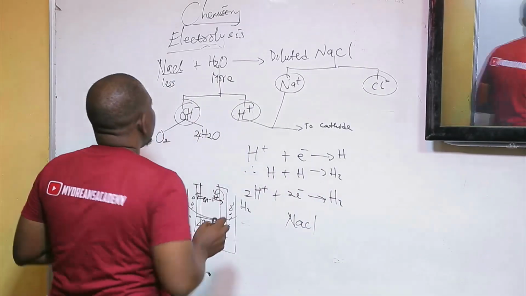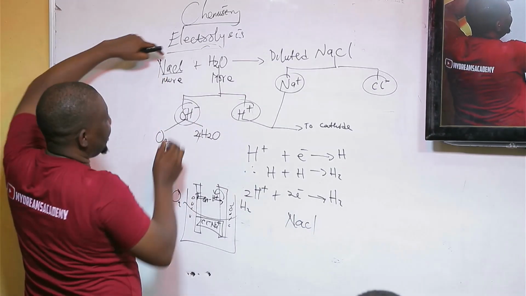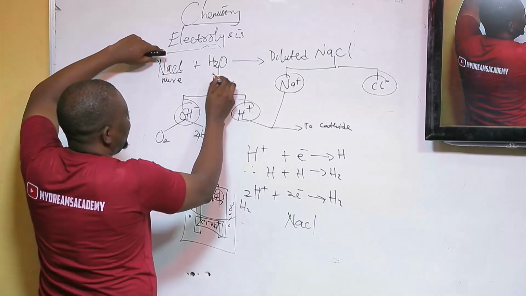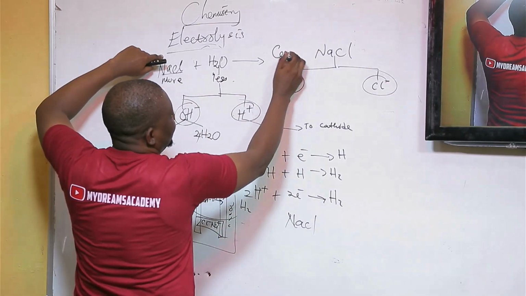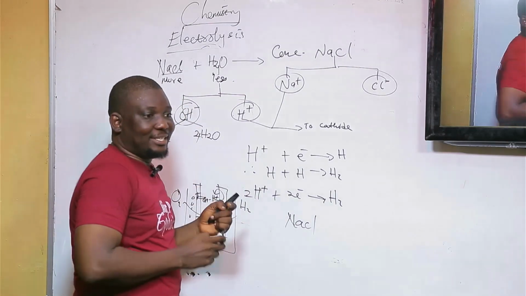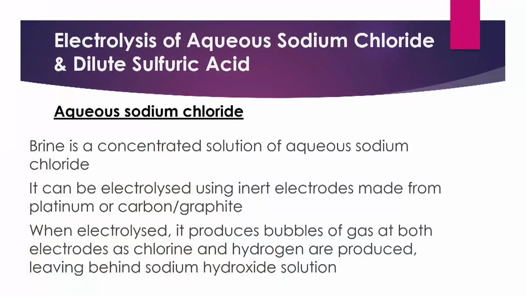But what if you have more of the salt and less of the water? What do you have here now? You have a concentrated solution. This is where you now call it electrolysis of brine. That's why I say brine is a concentrated solution of aqueous sodium chloride. Are you with me now? It may be the water that it comes with naturally. It can also be molten.